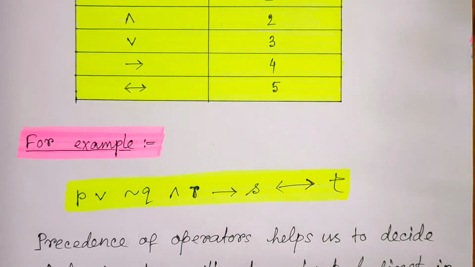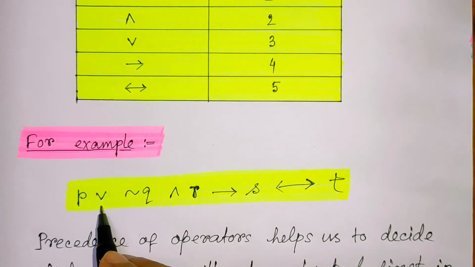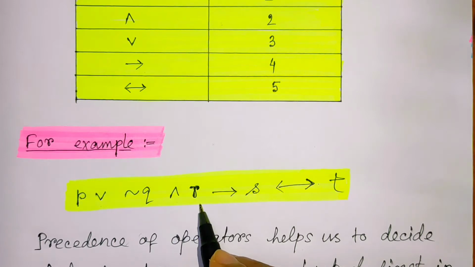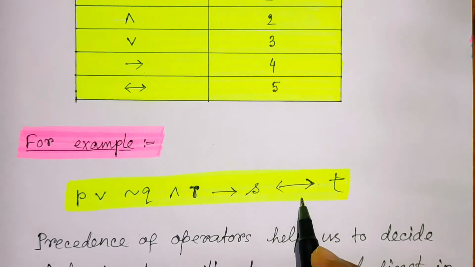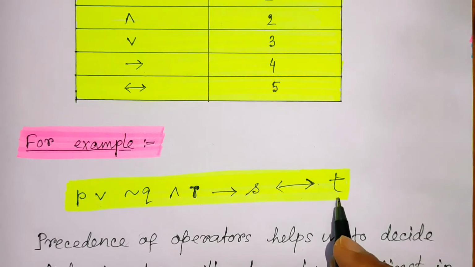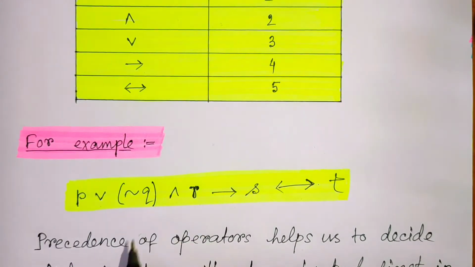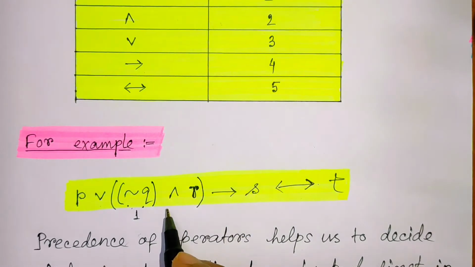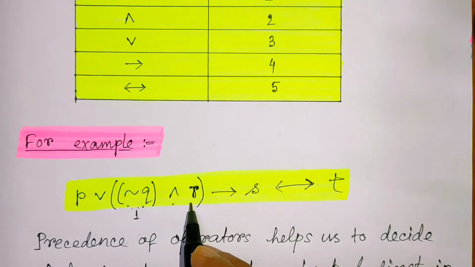Suppose one expression is given: P or not Q or R, that implies S, and that implies T. So how do we simplify it or find its truth table? For that, at first we take the negation of Q. This is the first preference. After doing this one, we should do the conjunction, this one with this one.